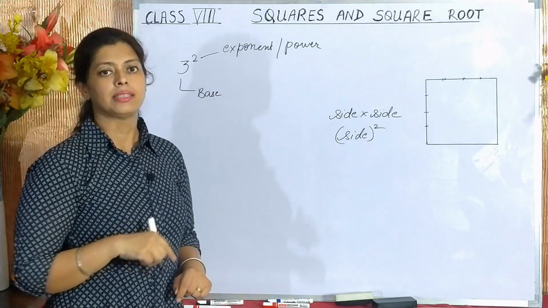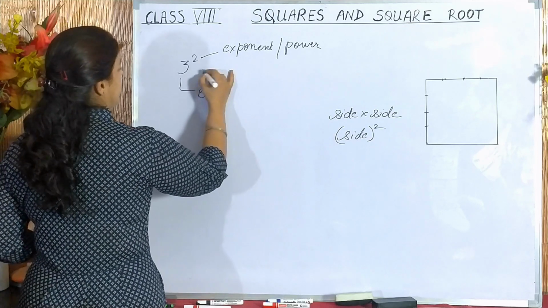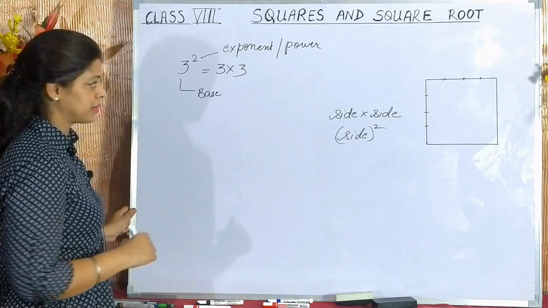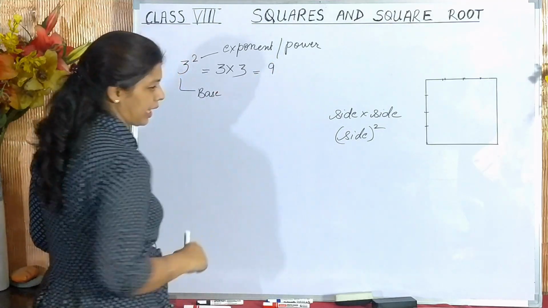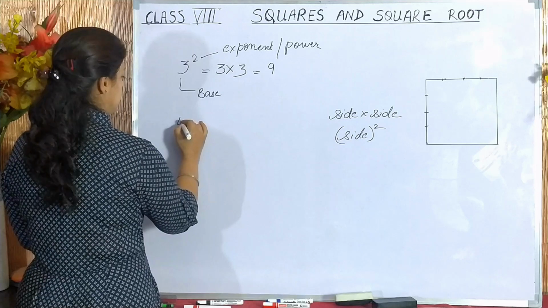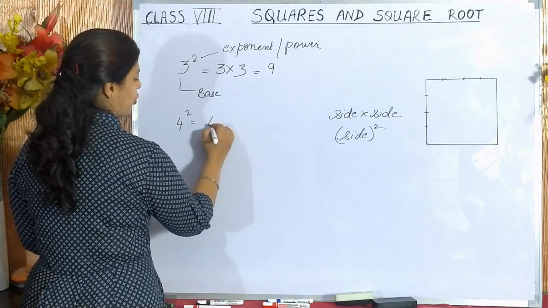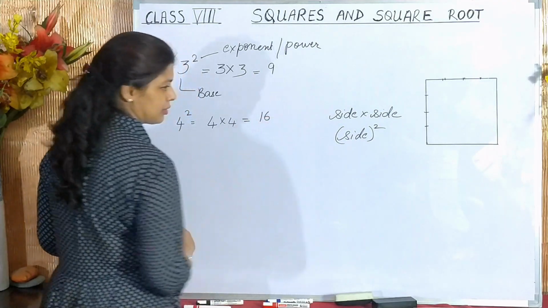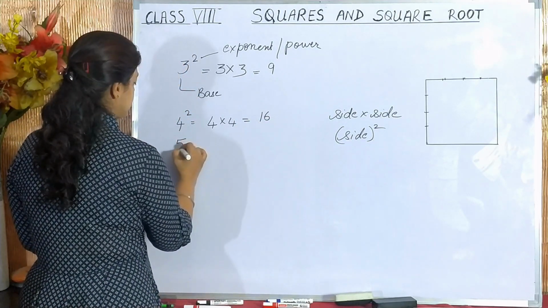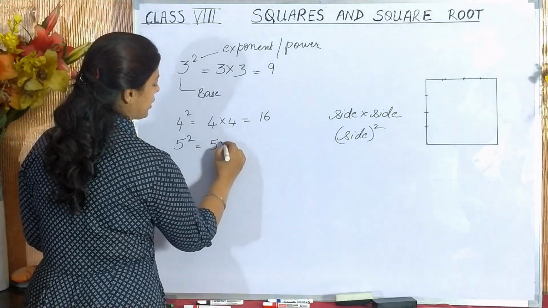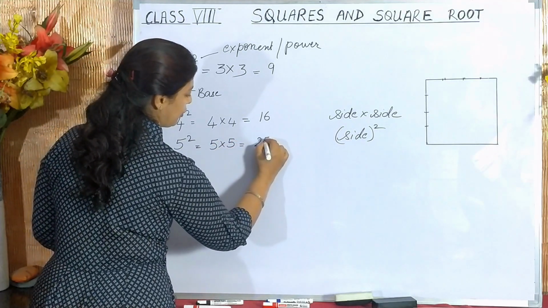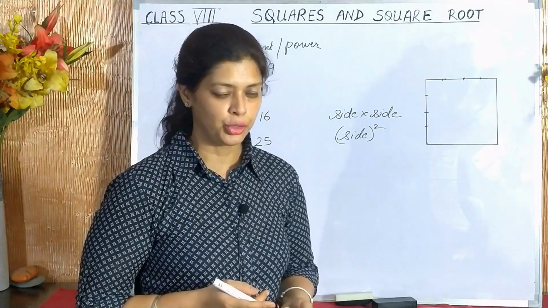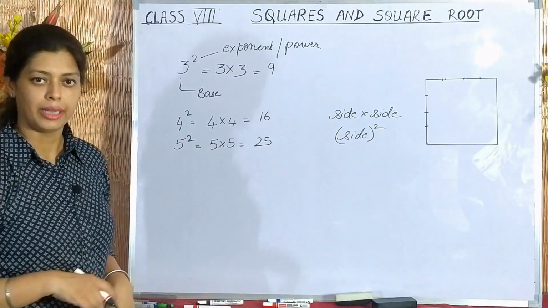We have already studied this in the exponents chapter, and we can expand this or write this as 3 multiplied by 3 2 times, which gives me the value of 9. Another example, 4 square, it means 4 multiplied by 4 2 times, which gives me 16. So 4 square is 16. Another example, 5 square, that means 5 multiplied by itself 2 times, which gives me the value of 25. So basically, any time I have an exponent of 2, it means I am squaring the number.